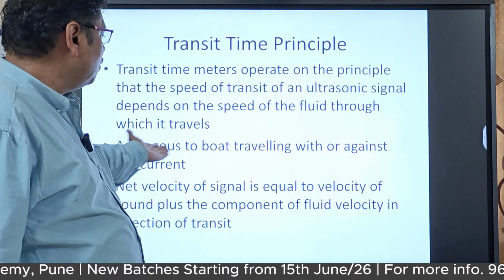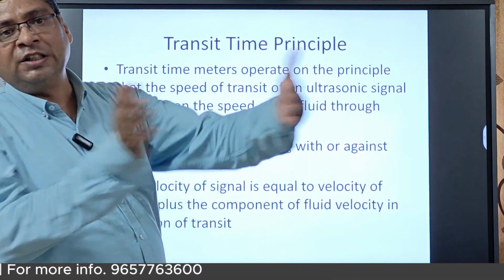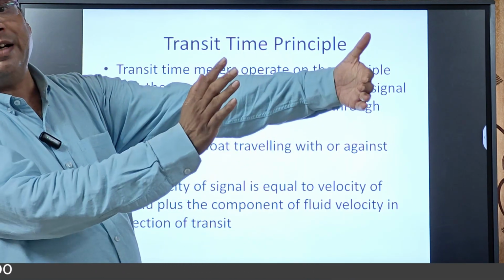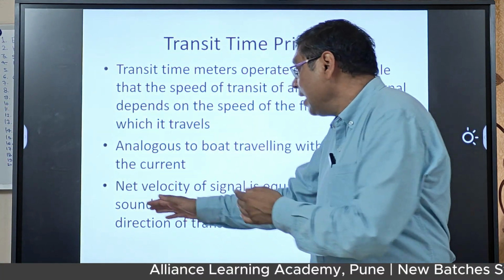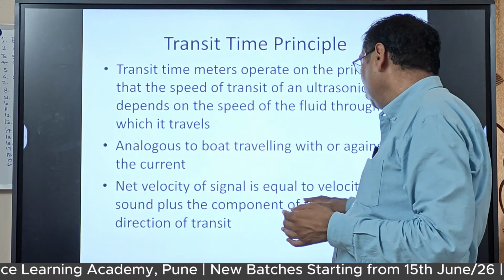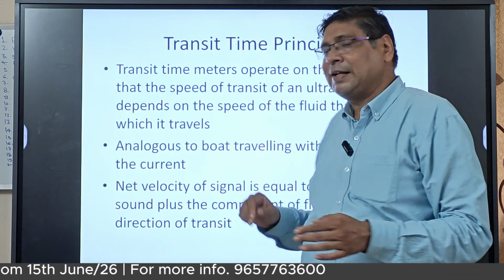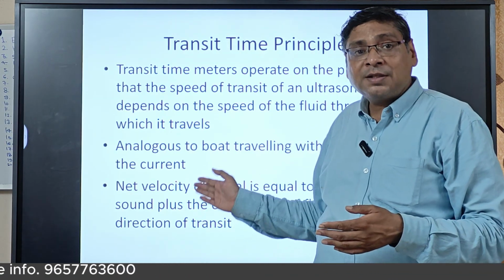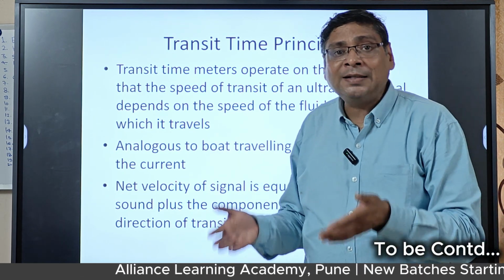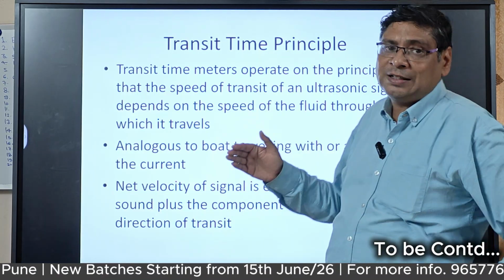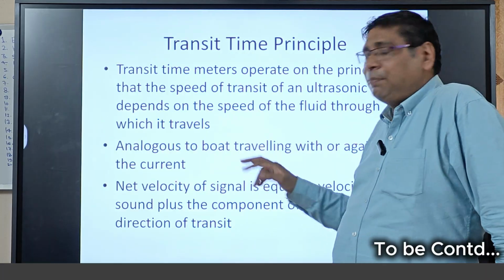Second, it is analogous to a boat traveling with or against the current. You remember C cos theta? When it is with the current, it's a plus; when it's against, it is minus C cos theta. And the third point: the net velocity of the signal is equal to the velocity of sound plus the component of the fluid velocity in the direction of the flow, meaning V plus C cos theta or V minus C cos theta. To understand, you have to know these 3 points, which we already discussed in previous slides too.